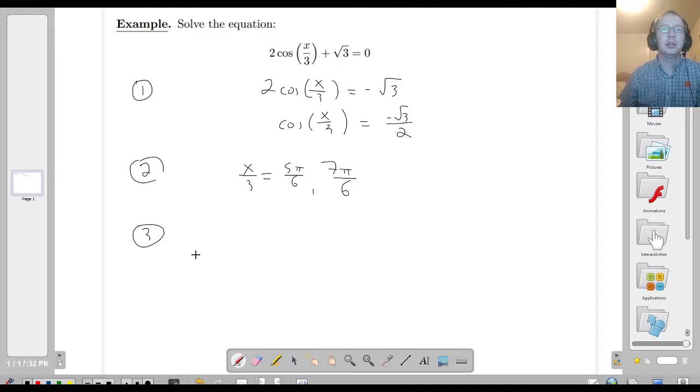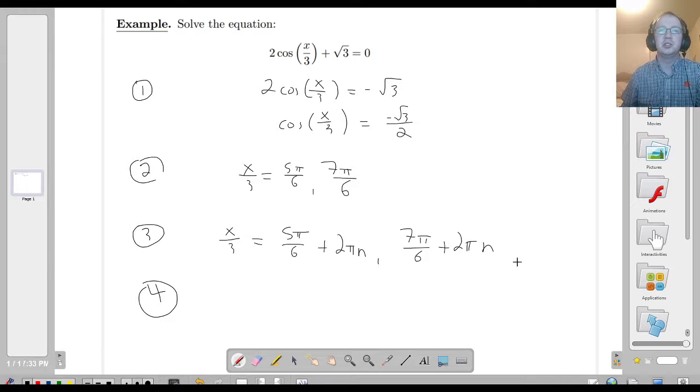So step 3. In step 3, this is where I'm supposed to write all my general solutions. Okay, so I'm supposed to take these guys that I have, and then think about adding integer multiples of the period. Well, the period of cosine is 2 pi, so I'll add plus 2 pi n to each of those guys. And now, to finish, because this is a multiple angle equation, I need to just solve the equation for x.